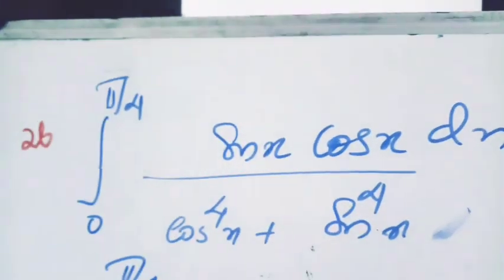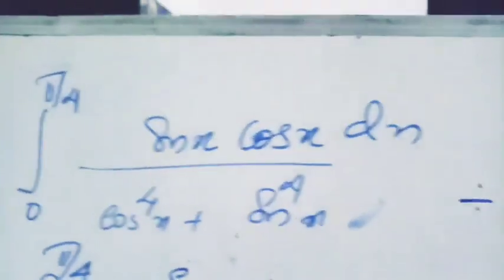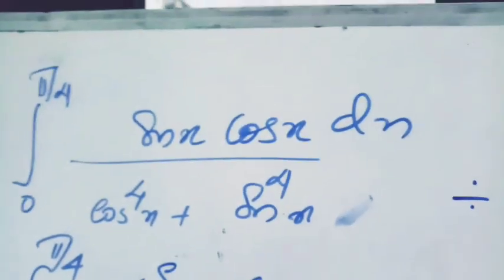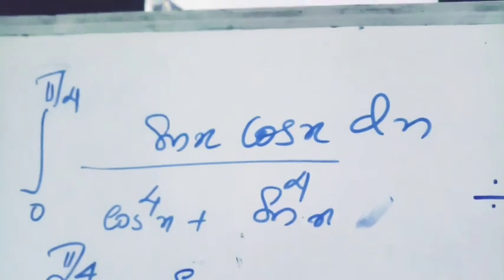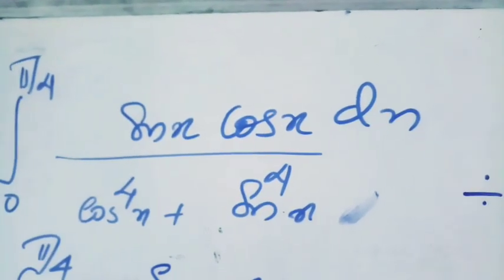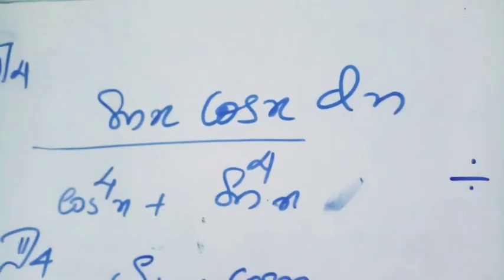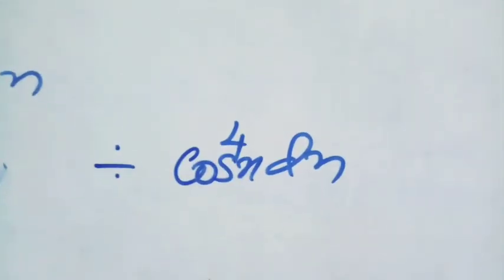Next question is question number 26 in NCERT miscellaneous exercise. Integral 0 to pi by 4 sin x cos x dx by cos power 4x plus sin power 4x. Similar to one of our previous problems, here the denominator contains the power of sin and cos as 4. To integrate this one, we make a transformation like this, dividing throughout by cos square, or rather cos raised to 4x.